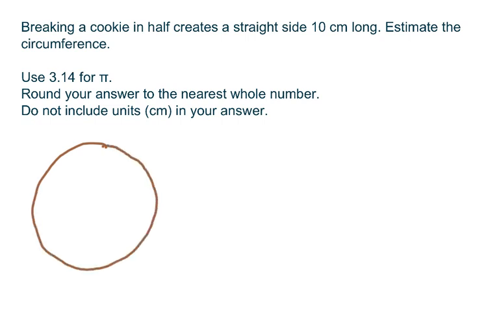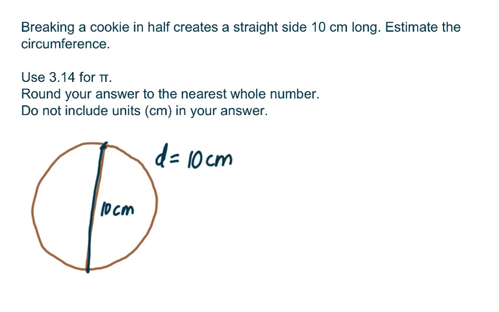So here's my cookie, and I'm going to begin by breaking it in half. And as soon as I do that, I realize that the straight side they describe as being 10 centimeters long is my diameter. By definition, going from the edge of the circle straight across to the other edge through the center is the definition of a diameter. So that tells me that the diameter is 10 centimeters.